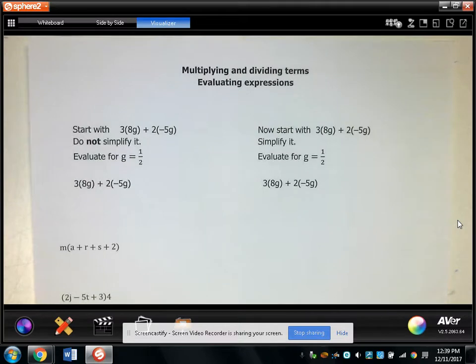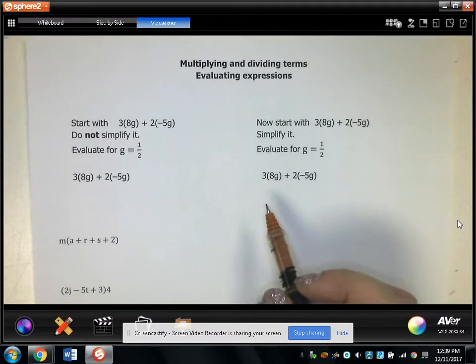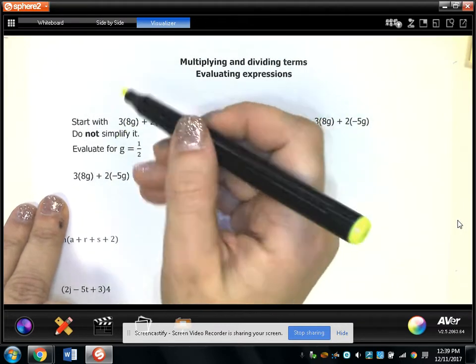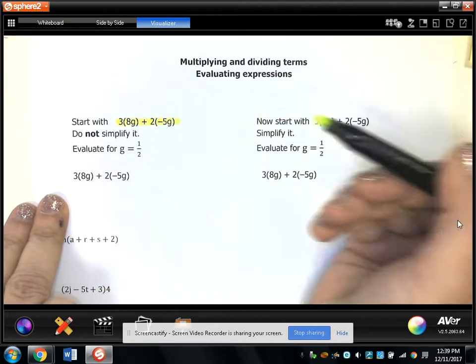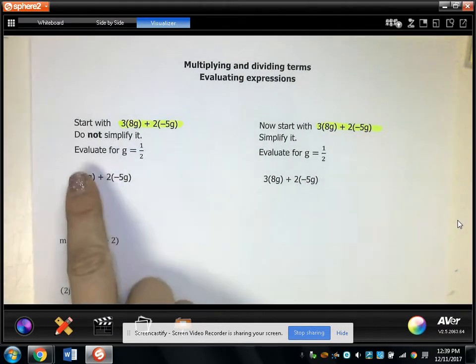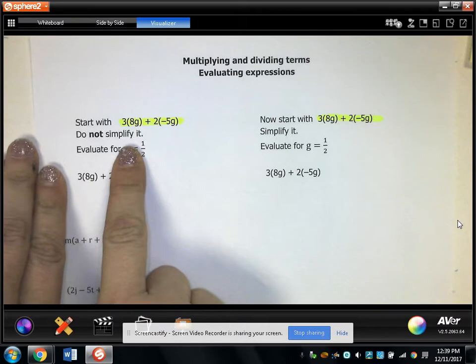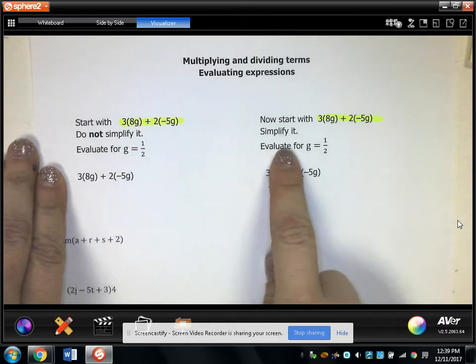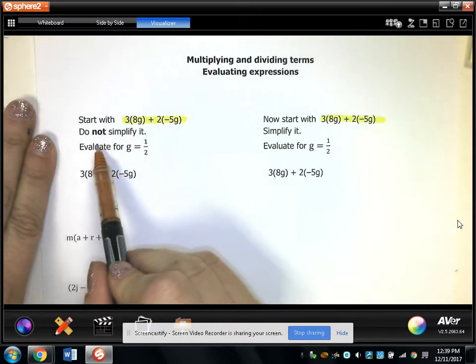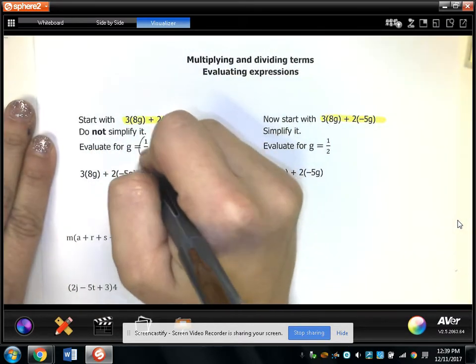In this video, I'm going to go over how to multiply and divide terms and how to evaluate expressions. So we're going to start with the same expression in both of these examples, 3 times 8g plus 2 times negative 5g. On the left-hand side, I'm going to evaluate it without simplifying. And on the right-hand side, I'm going to simplify it and then evaluate. And we'll see what happens. So let's see. Start with this expression, do not simplify it, evaluate for g equals 1/2.